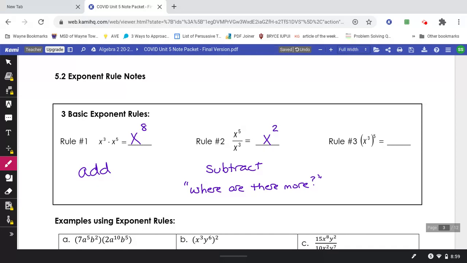If you thought about the where are there more, I would say where are there more exponents at the top or the bottom? So 5 compared to 3, there are more at the top. 5. How many more? 2. So you would have x squared at the top.